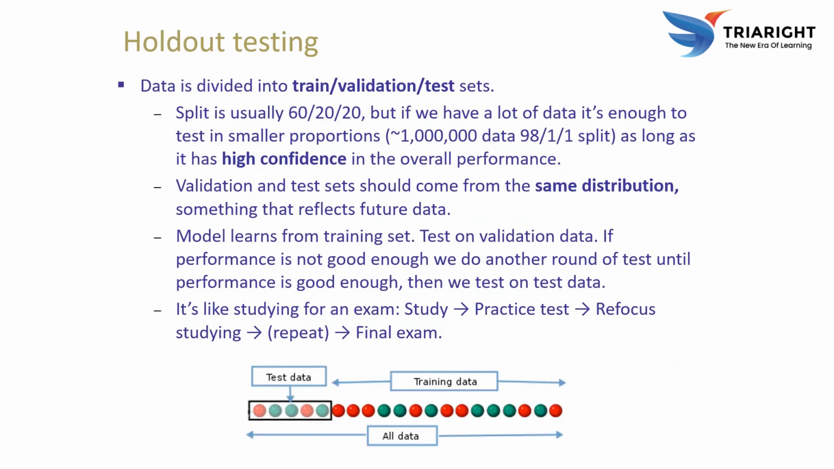We saw the k-fold method in the previous lecture. But if we have a lot of data, it's enough to test on a smaller proportion. Like if we have 10 lakh records, we can split the data 98 to 1 to 1, as long as we have high confidence in the overall performance. The validation and test sets should come from the same distribution, something that reflects the future data, right?